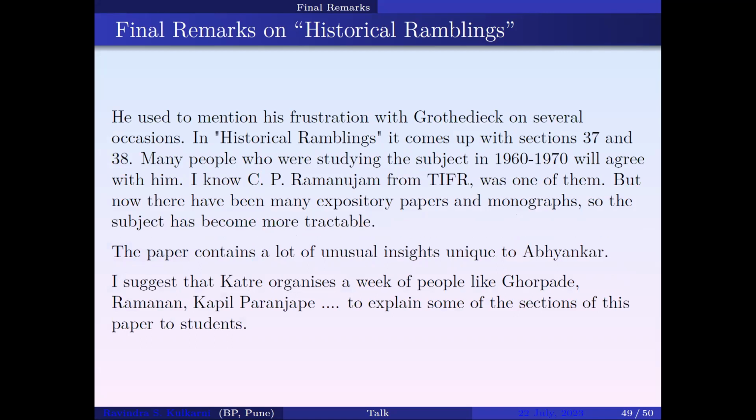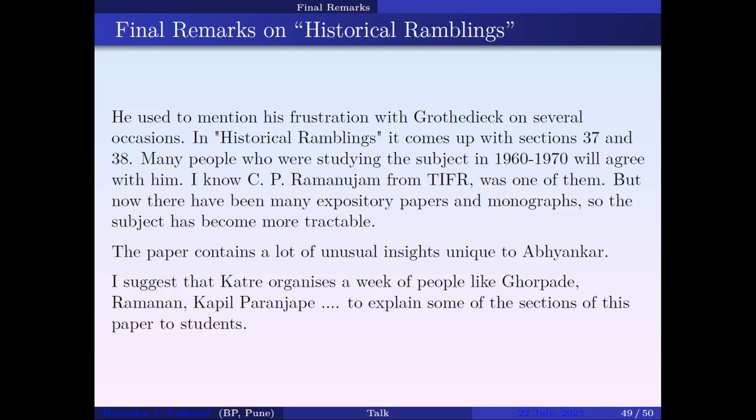Now, he used to mention his frustration with Grothendieck on several occasions. In historical ramblings, in this paper, it comes up in sections 37 and 38. And many people who were studying the subject around that period, 1960 to 1970, will agree with him. He had a point. I know, for instance, C.P. Ramanujam of TIFR was one of them, was very critical of Grothendieck's style. But now there have been many expository papers and monographs, so the subject has become more tractable. And this paper contains a lot of unusual insights of Abhyankar because he wanted to generalize all these to characteristic p. So many crucial arguments there.